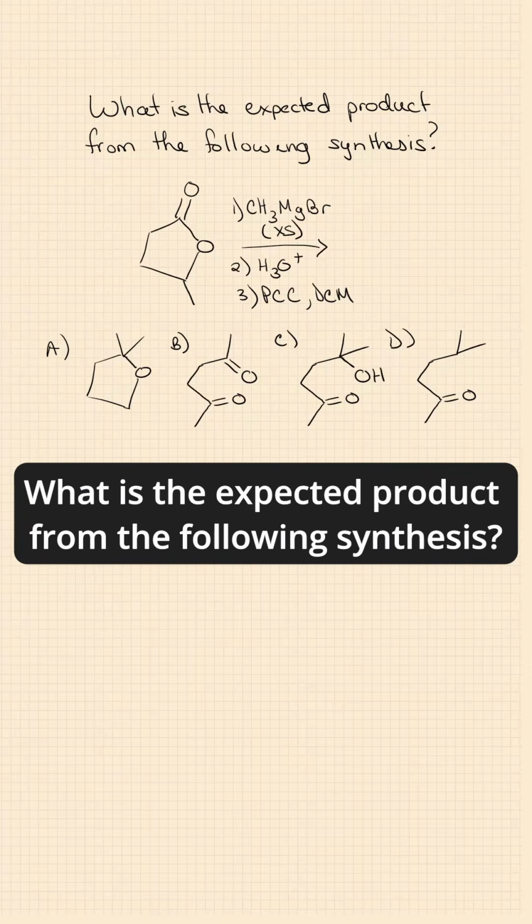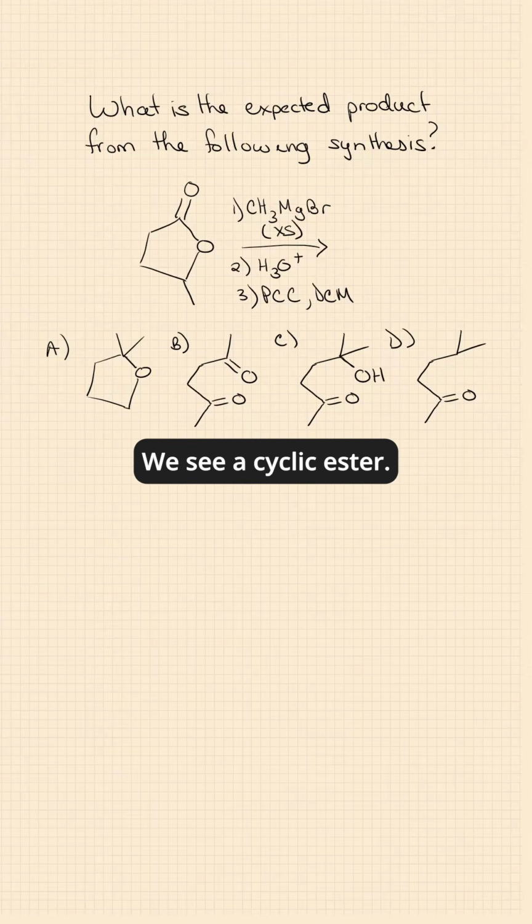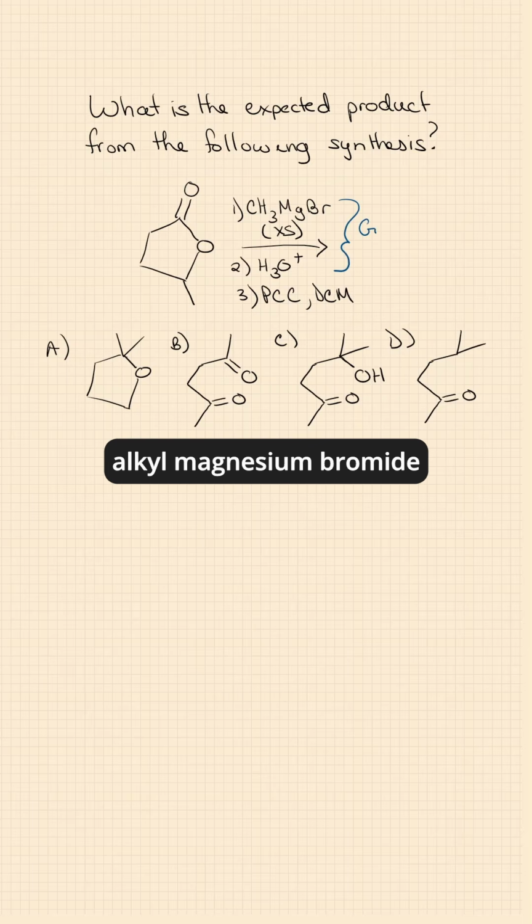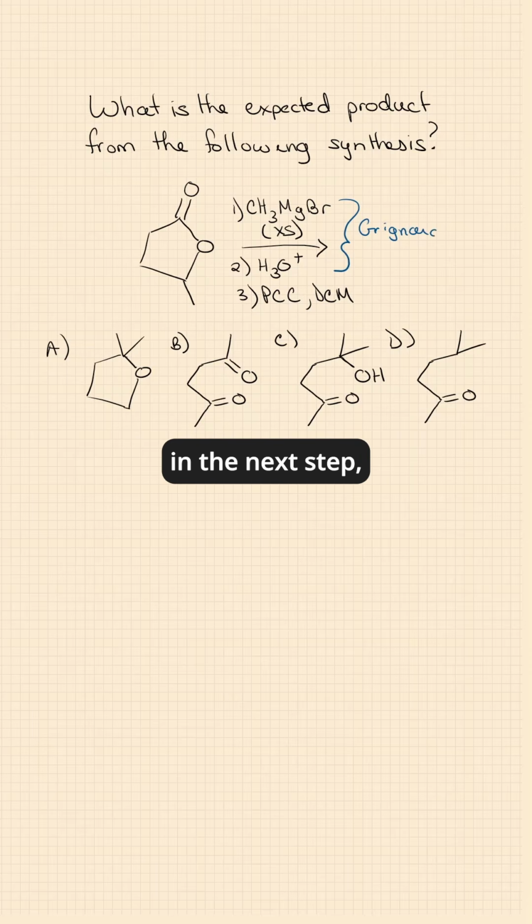What is the expected product from the following synthesis? We see a cyclic ester, and we're going to react it with methyl magnesium bromide, then an acid, and then PCC. Well, looking at that, anytime I have an alkyl magnesium bromide and an acid workup in the next step, that's going to be a Grignard reaction.